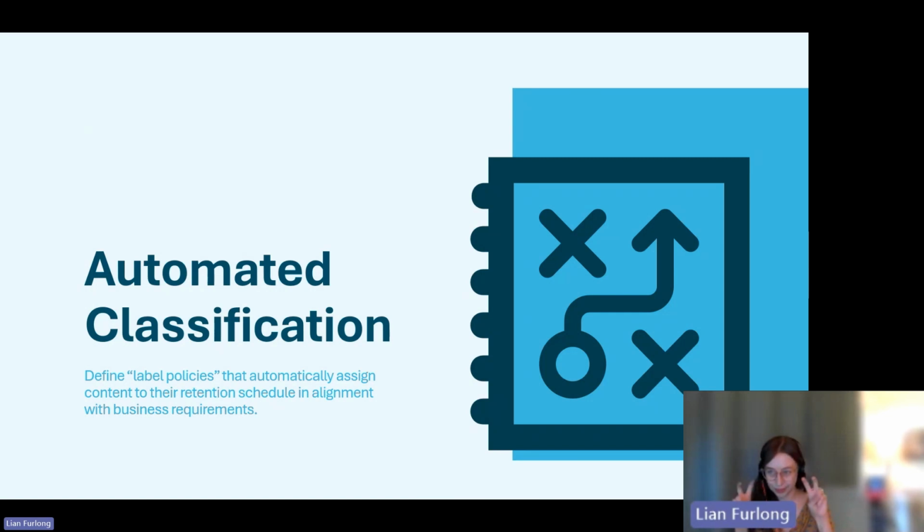In that automatic classification piece, we're defining those label policies, what Purview calls label policies. These are like rule sets that determine what gets automatically assigned to the retention schedule or that retention label in alignment with your business requirements. So is it after, say, the policy is approved? Is it after the meeting was at least a week ago? We can dial in those rule sets using those policies.